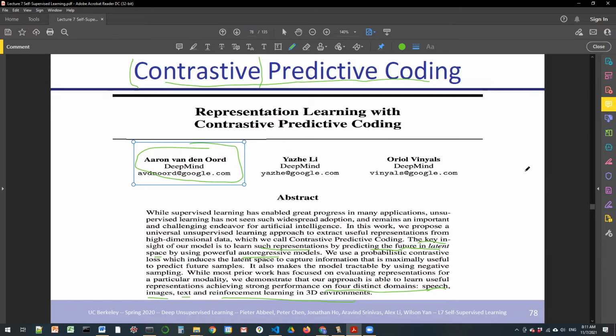So we first look at it in a speech context, and then go from there to images, and very briefly to text and reinforcement learning, and begin to look at where this approach leads us in self-supervised learning compared to supervised learning.